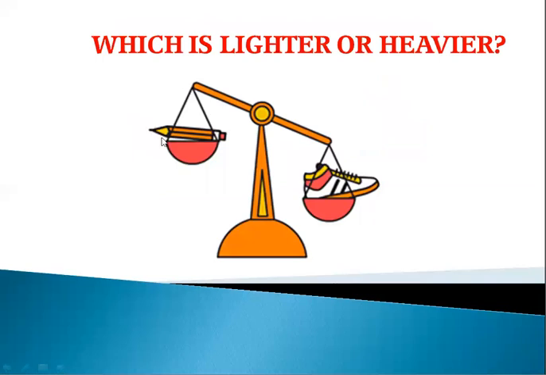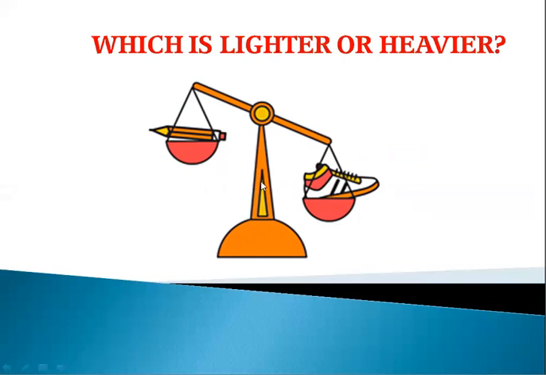Now this is another one. This is a shoe and this is a pencil. Looking at this, you can see that this spring balance is tilting this way, it's bending this way. So that means the heavier object is on this side, while the lighter object is here. So the pencil is lighter than the shoe. Or I can say the shoe is heavier than the pencil.